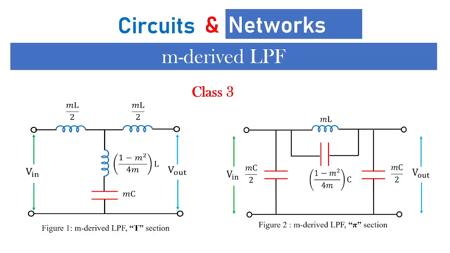In today's class 3, under filters, we are going to see the m-derived low-pass filter and the problems associated with it. You can see a rough figure in figure 1 and figure 2, how the m-derived low-pass filter looks. The left side is the T section and the right side is the pi section. So how to design these kinds of filters? This is our interest.